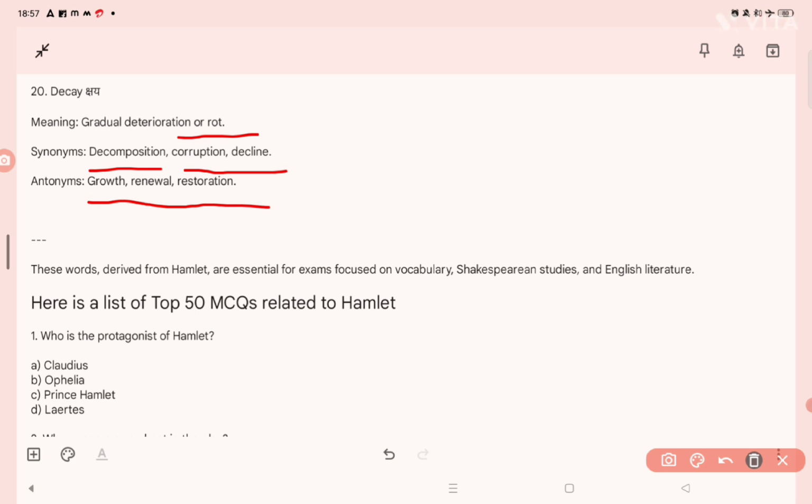These words derived from Hamlet are essential for exams focused on vocabulary, Shakespearean studies, and English literature.